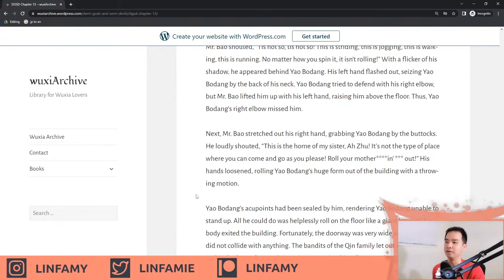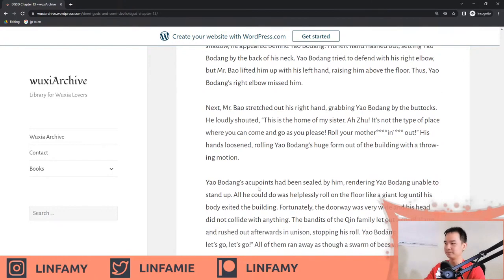He loudly shouted, "This is the home of my sister, Aju. It's not the type of place where you can come and go as you please. Roll your motherfucking ass out." His hands loosened, rolling Yao Bodang's huge form out of the building with a throwing motion. So he literally rolls him out.